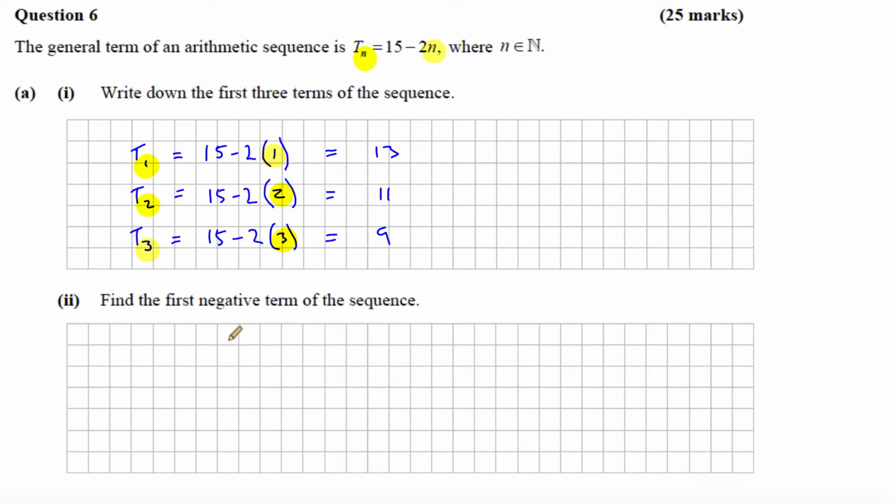Part 2 says find the first negative term of the sequence. Okay, well, if the sequence looks like this to begin with, we want the first negative term. So we're just going to continue this sequence. We can see as we go along, we're going down in twos, minus 2, minus 2. So we keep going down in twos, we get 7, 5, 3, 1, and then we get negative 1. So the first negative term is minus 1.